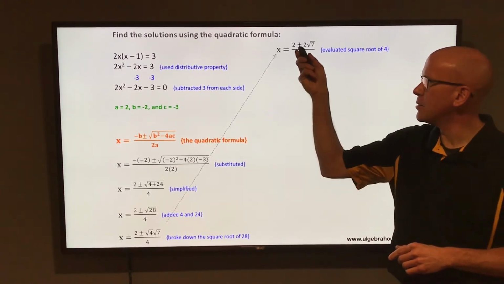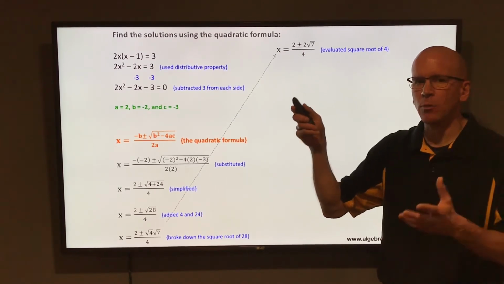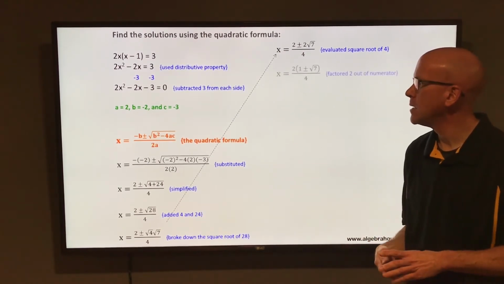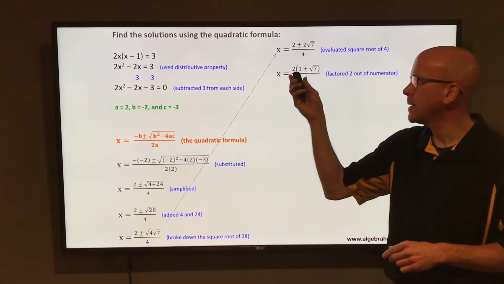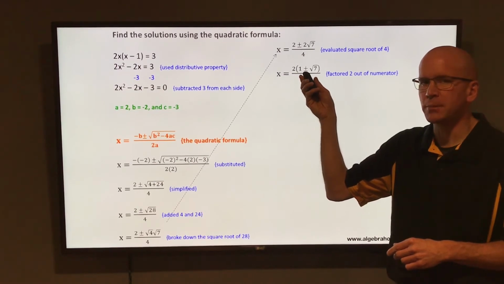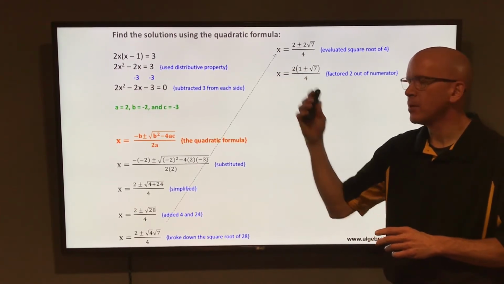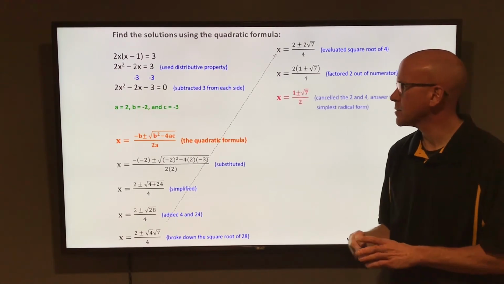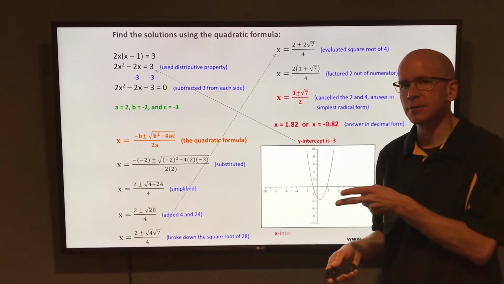Now in the numerator, you can factor a 2 out. 2 is a common factor in the numerator, and then that will cancel with the 4 in the denominator. So factor 2 out of the numerator, divide each term in that numerator by 2. You end up with 2 times 1 plus or minus the square root of 7, all over 4. Now the 2 and the 4 will cancel. So if you cancel the 2 and the 4, you have 1 plus or minus the square root of 7, all over 2.